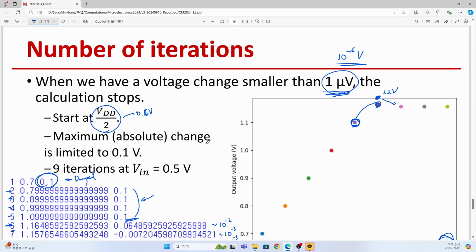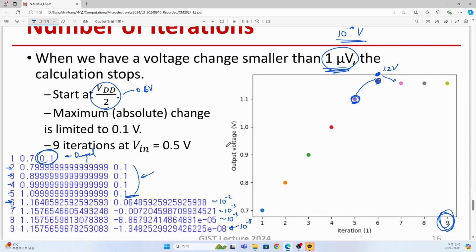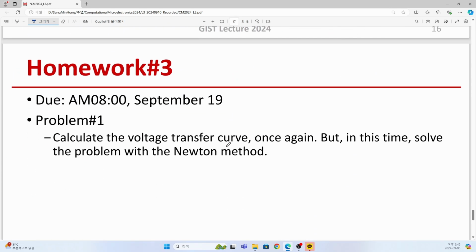Actually, the multivariable version of this Newton method is called the Newton-Raphson method, and we will use that one throughout our entire semester. Well, now you have homework. Since I'm not in Gwangju, I will not be able to check your homework submission. So once again, the due date is September 19th. You still have a lot of time ahead. And please repeat our homework number 2 once again.